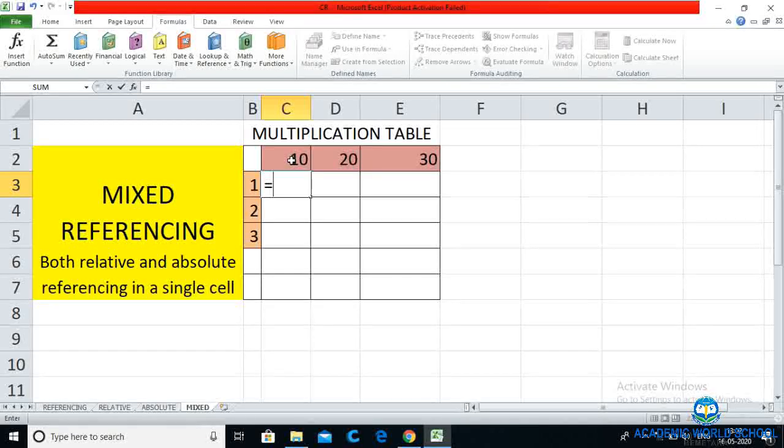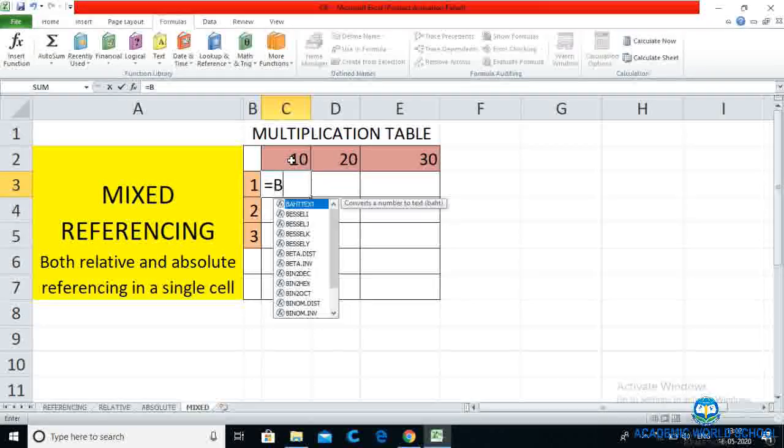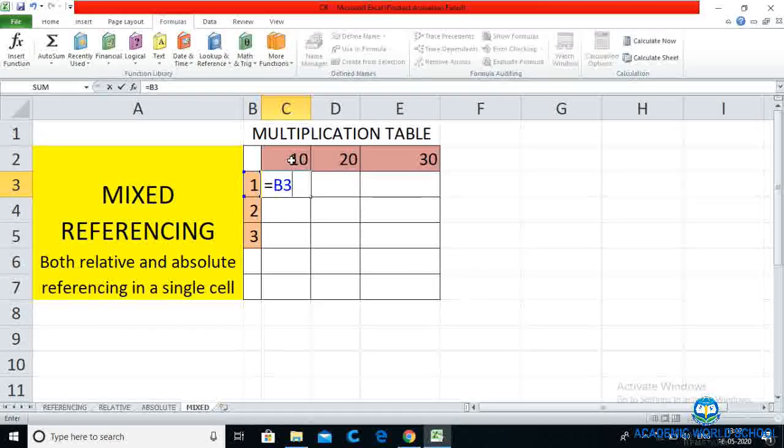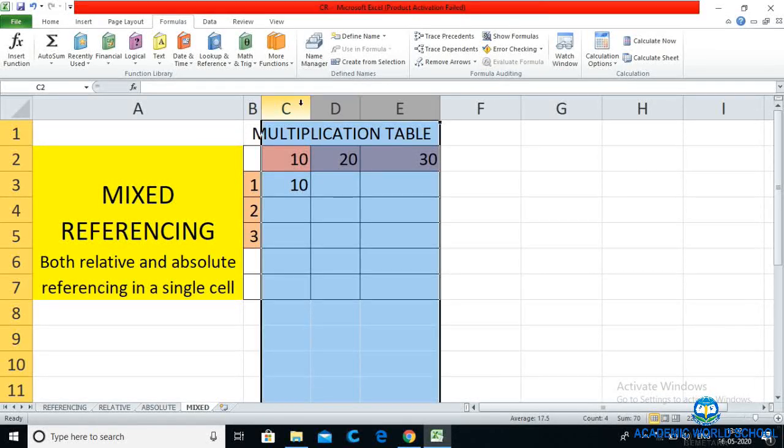So equal to, it will be B3 multiplied by $C and $2. Okay.